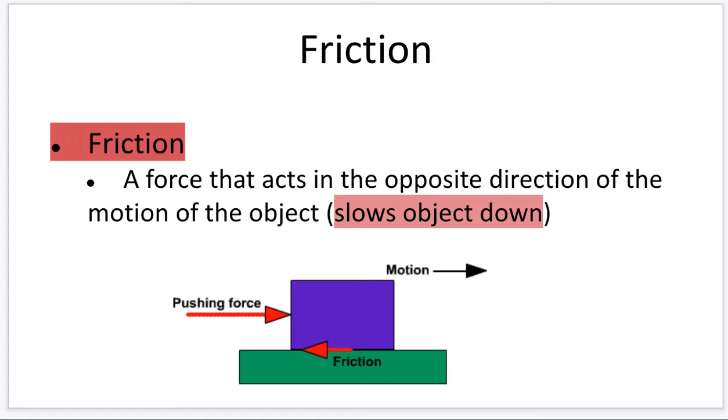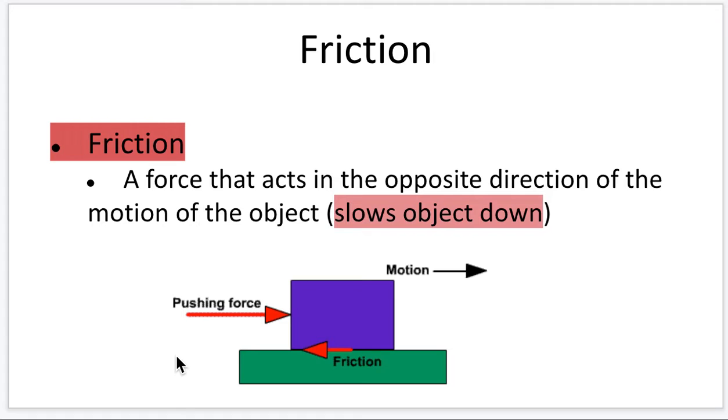Now, friction is a force that acts in the opposite direction of the motion, and it slows the object down, okay? So we're going to do a lot of experiments with this week. But if you look in the picture, you can see that there's a force on the left side pushing it. So, of course, the motion is going to go towards the right. But the friction, the floor, is going in the opposite, and so it slows it down.